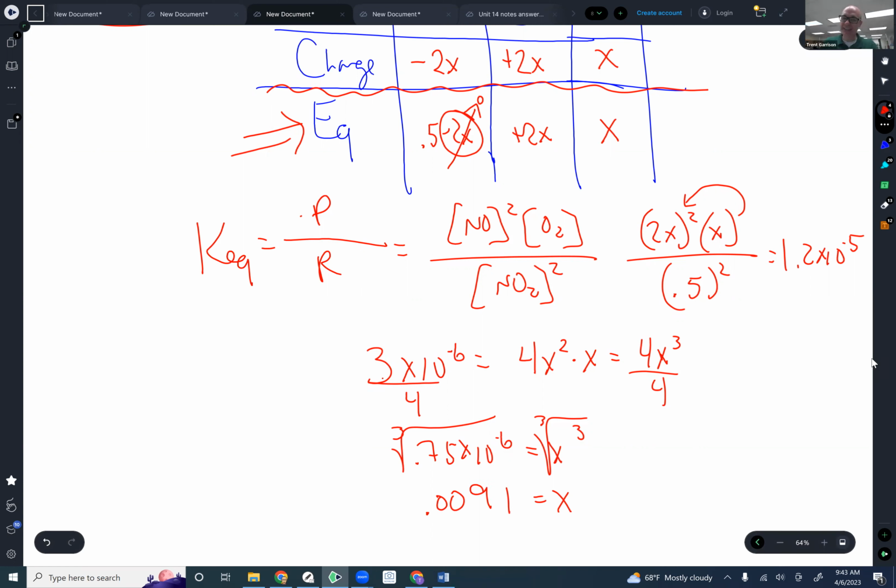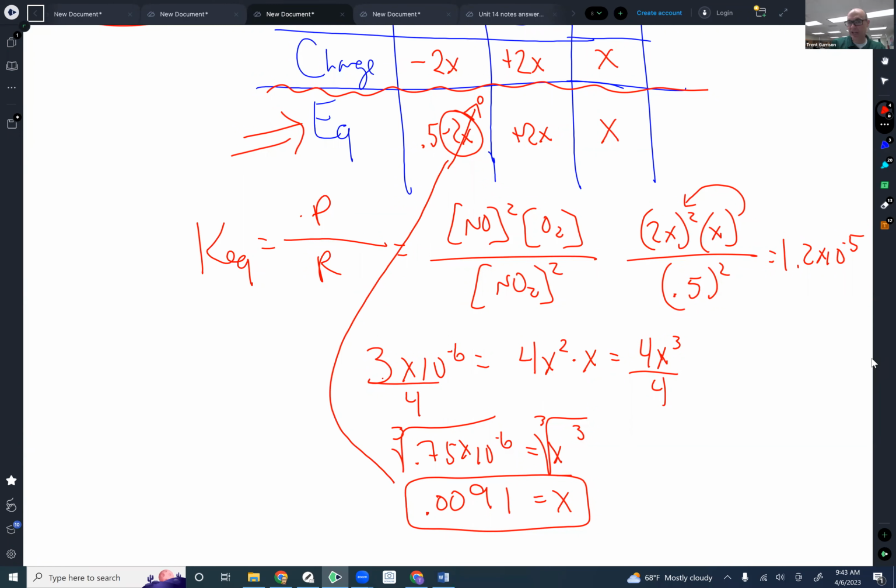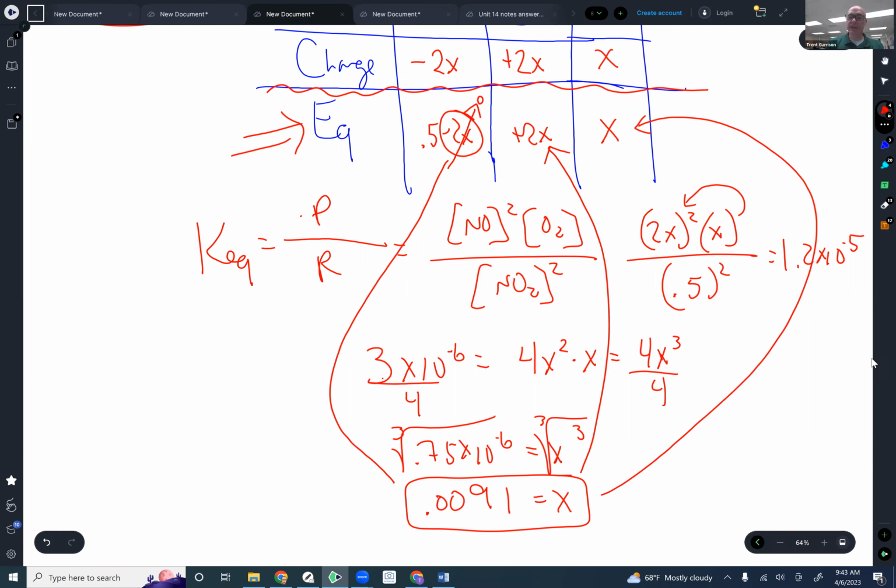0.0091. So notice it's not going to change. This is how much would have been lost from the 0.5, which is why we were able to get rid of that 2x, because it's not going to change that much. But this is the value now of my x, and if we double it, that's going to be the value of my 2x. So let's put this in here and let's solve.